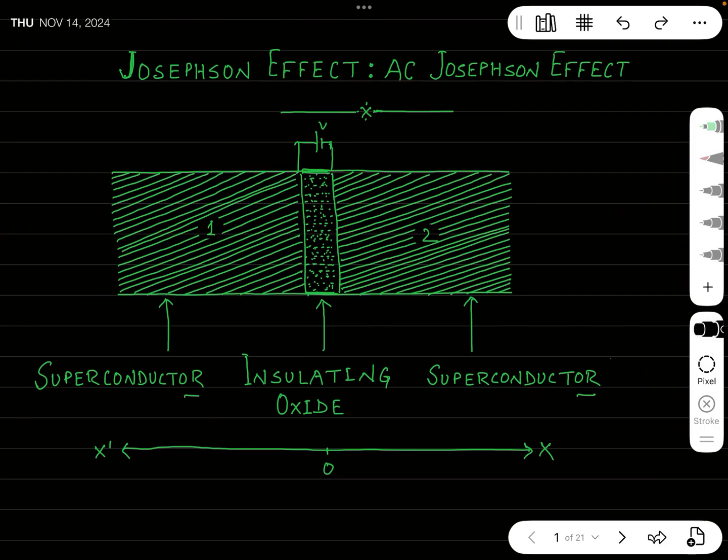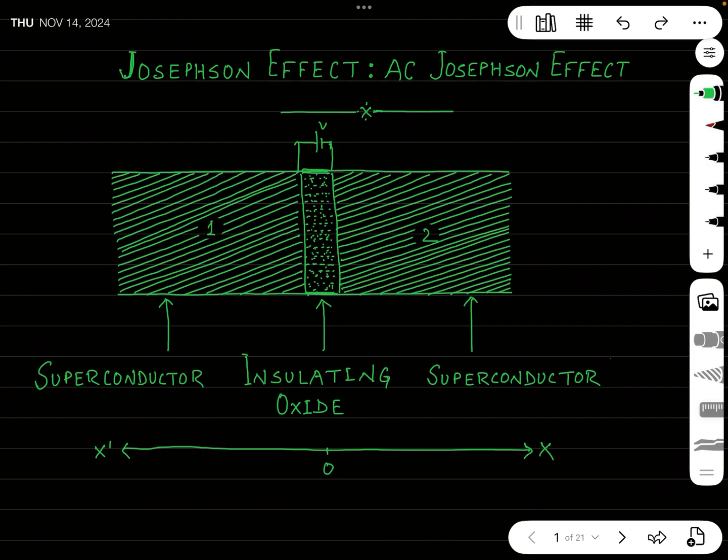Okay. So now we are going to see the theoretical part of this AC Josephson effect, and it will be very interesting because you have already learnt about the explanation of DC Josephson effect, and this explanation is just analogous to that. So it will be much easier to understand because you have already learnt the explanation of DC Josephson effect.